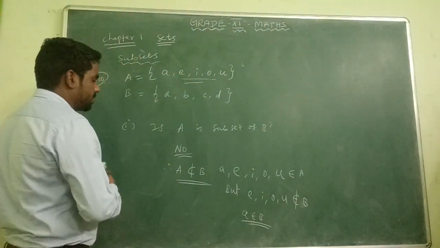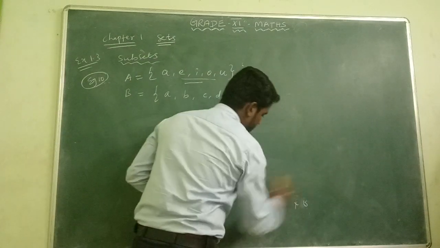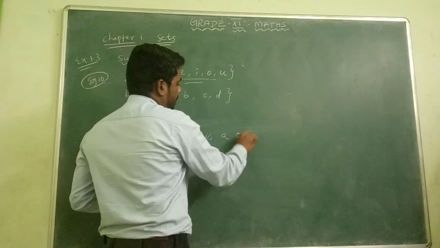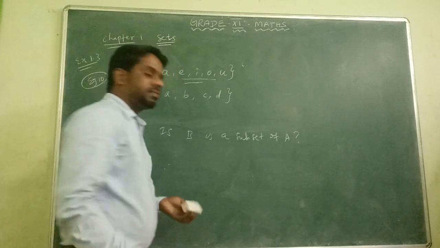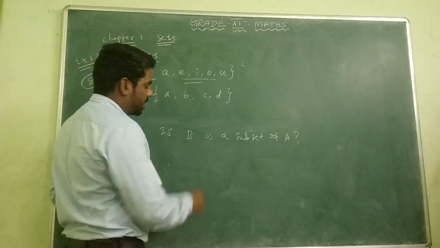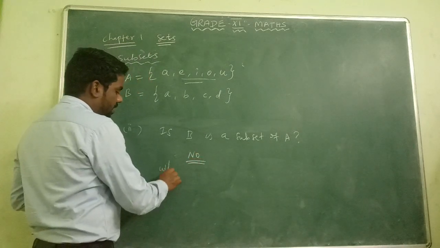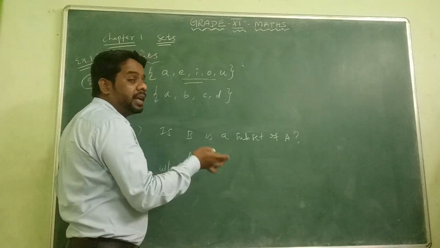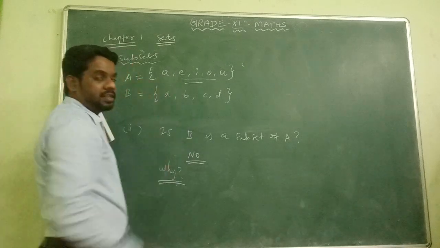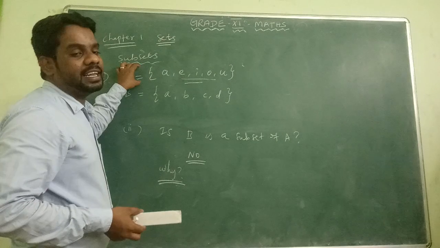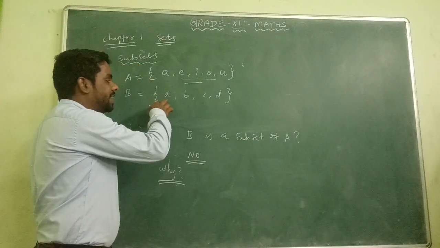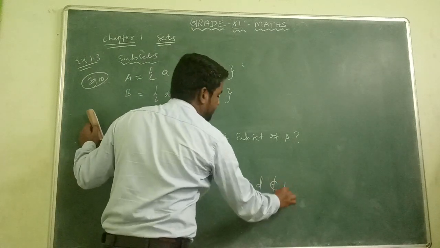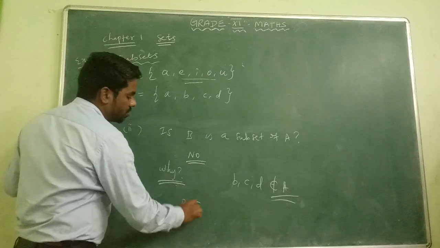Okay, right. Next, the second question is, is B a subset of A? The answer given is no. What is the reason? Same concept here. If the set B is a subset of A, it means all elements in B also belong to the set A. But here A belongs to both A and B, while B, C, D do not belong to the set A. So therefore, set B is not a subset of A.